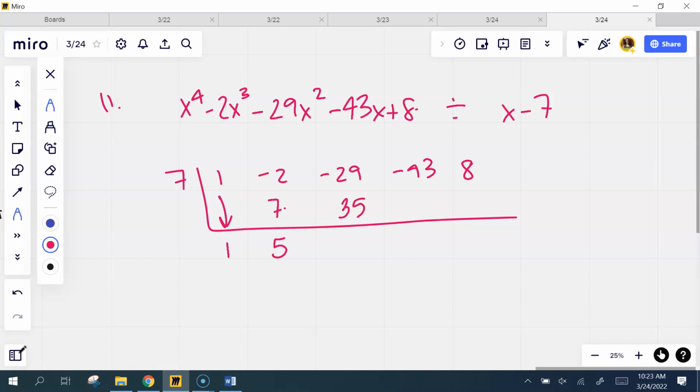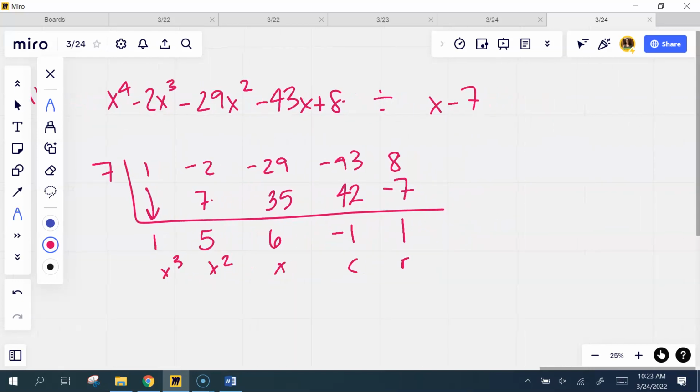What's negative 29 and 35? 6. 7 times 6 is 42. Negative 43 and 42 is negative 1. Multiply and add. Remainder constant, x squared, x cubed. So this equals x to the third plus 5x squared plus 6x minus 1 plus 1 over x minus 7.